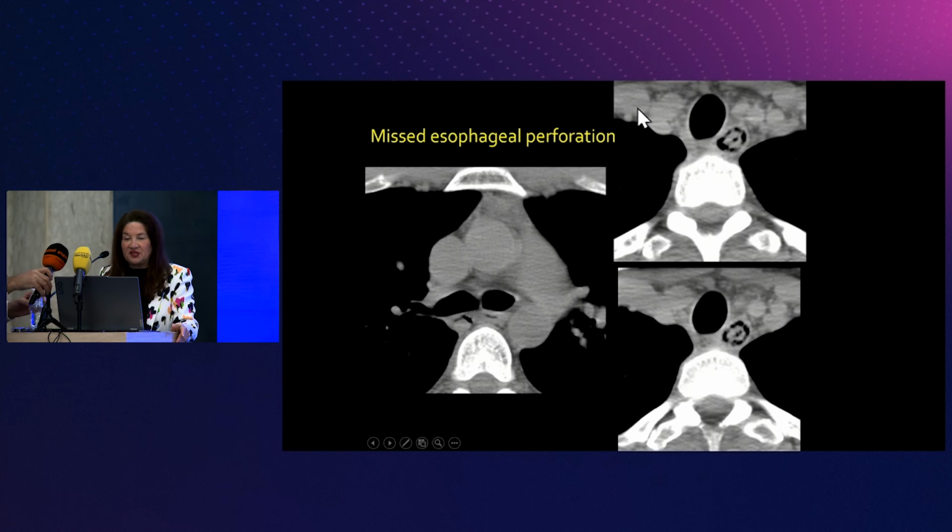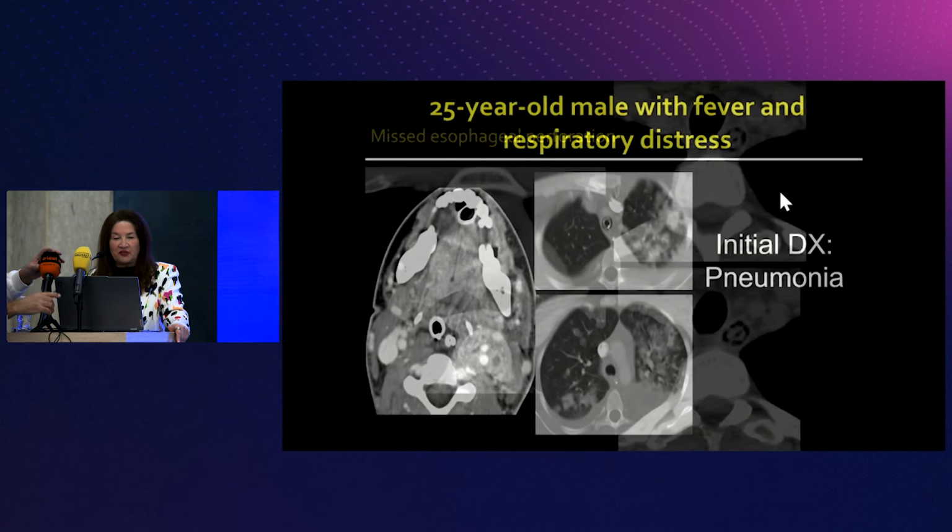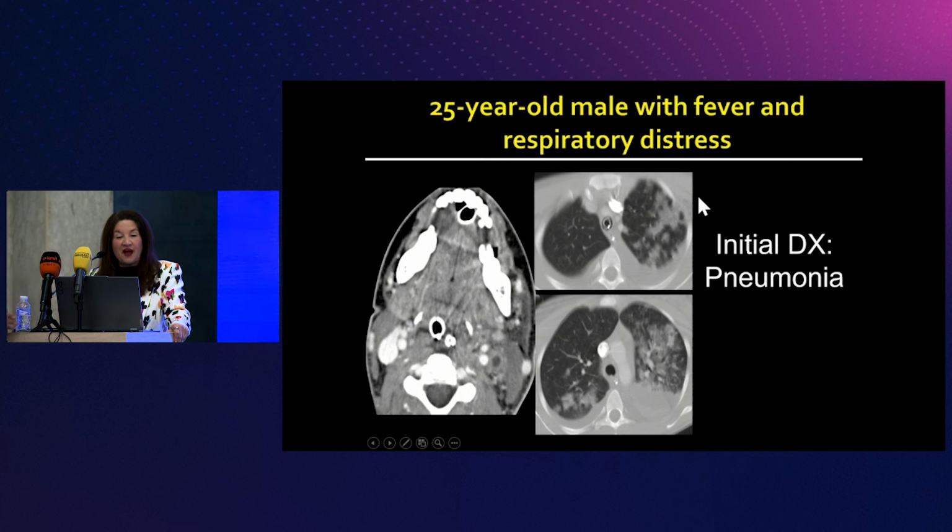So somebody else that ate a fish bone, and here you see the pneumatosis sitting inside the wall of the esophagus, and here you'll see air in the mediastinum around the azygous veins, right? So again, things that you want to think about. This is that 25-year-old male with fever and respiratory distress.